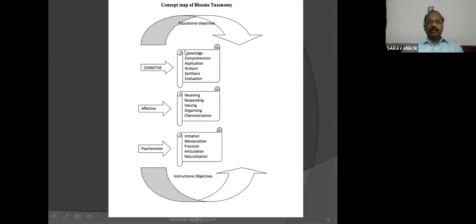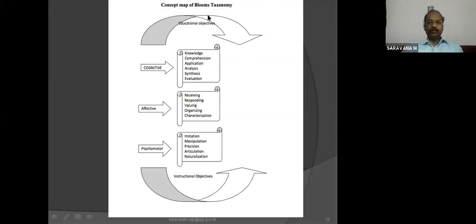So the cognitive domain: knowledge, comprehension, application, analysis, synthesis and evaluation. These are the major components of the cognitive domain. And the affective domain: receiving, responding, valuing, organizing, characterization. And the psychomotor domain: imitation, manipulation, precision, articulation, and naturalization. And you see here, instructional objectives.